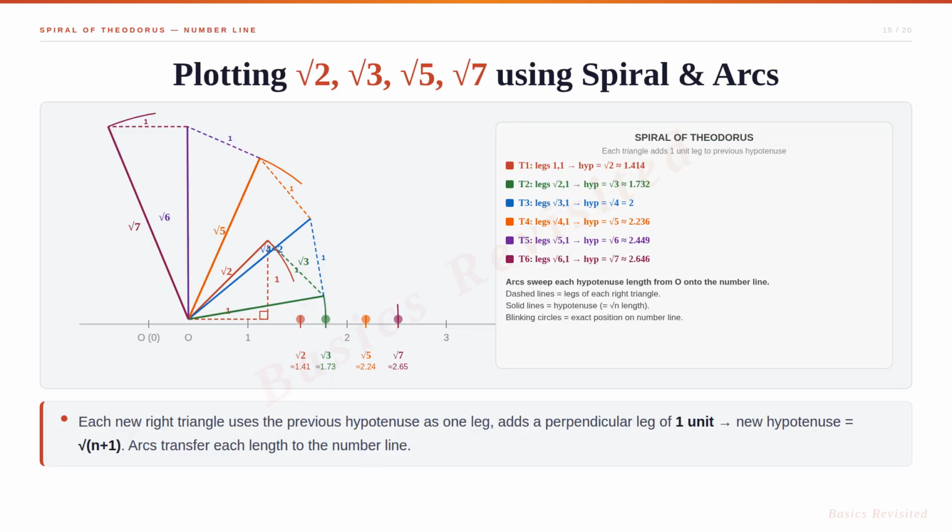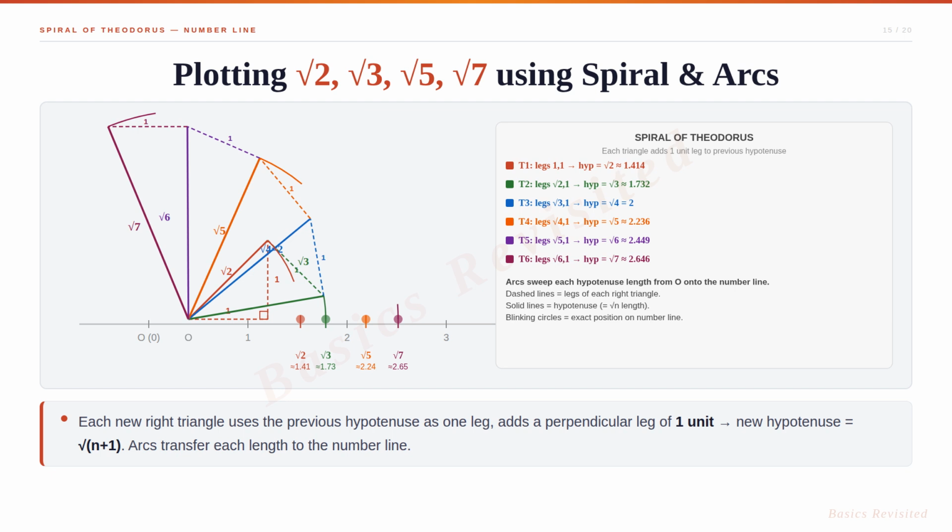This diagram shows the spiral of Theodorus. Starting at origin O, we build a chain of right-angled triangles. Each triangle uses the previous hypotenuse as one leg and adds a new perpendicular leg of 1 unit. Triangle 1 has legs 1 and 1 giving hypotenuse root 2. Triangle 2 uses root 2 and 1 giving root 3. Triangle 3 uses root 3 and 1 giving root 4 equals 2.